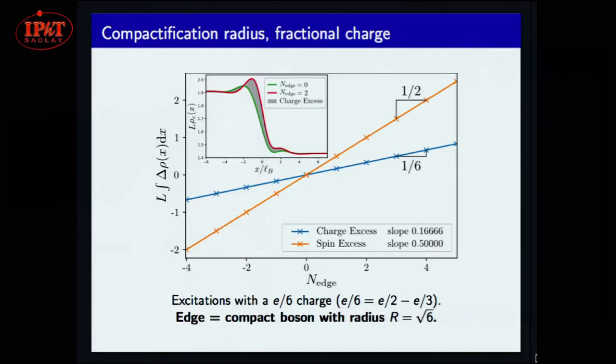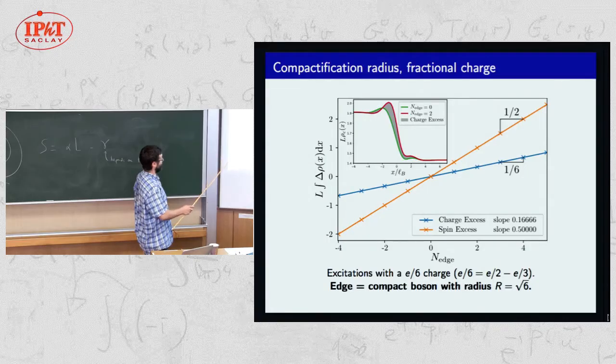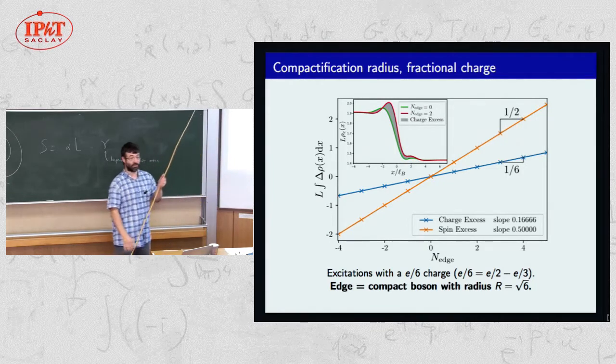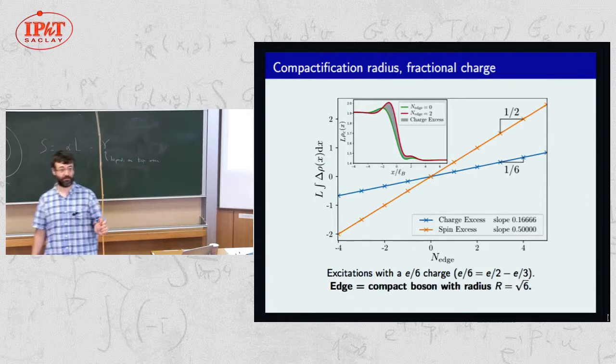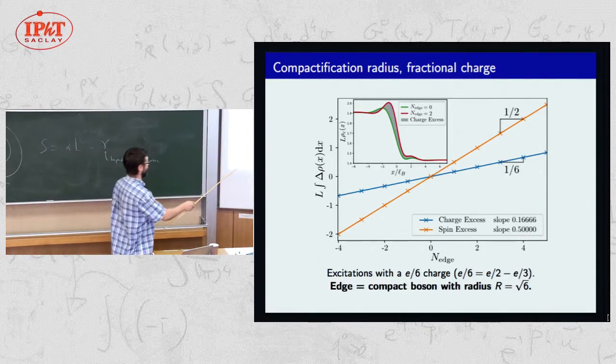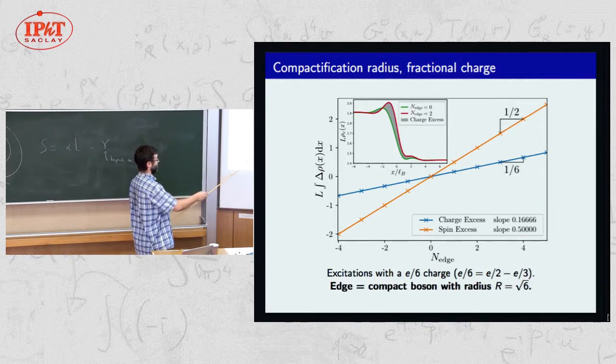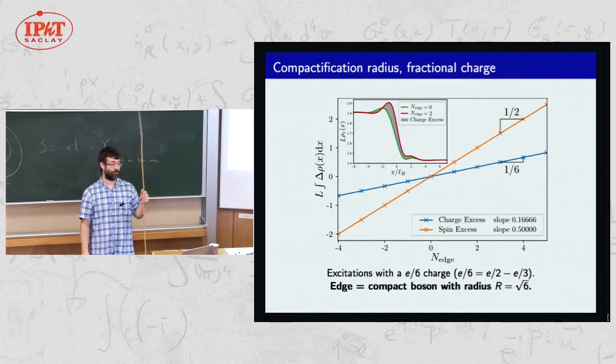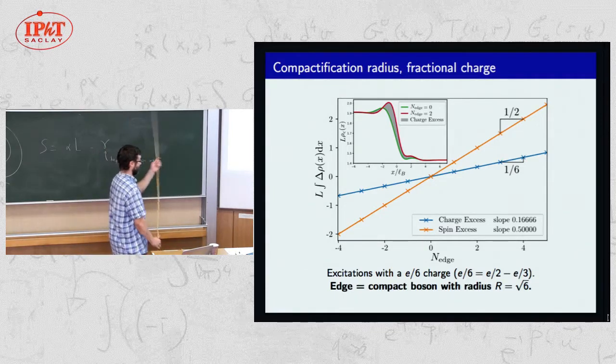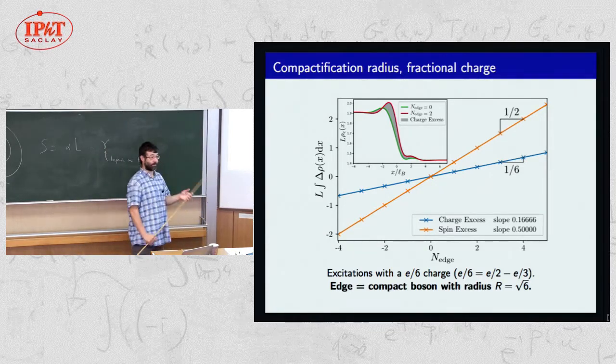In green, it's the spatially resolved density of the ground state at the interface, and in red of the first excited state. And you can just measure how much charge excess you have, and you find e over 6. We've done this by increasing the charge by increments. You look at the slope, and you find 1 over 6 for the charge and 1/2 for the spin. And that gives you what you want, basically. That's the compact boson of radius square root of 6.